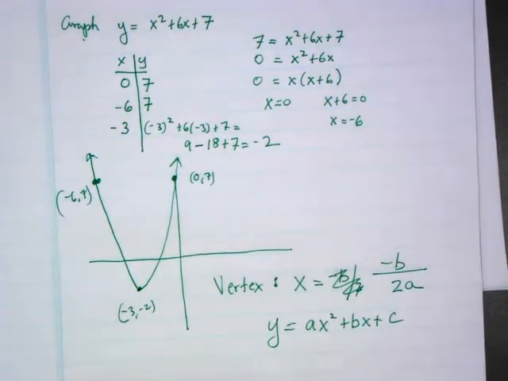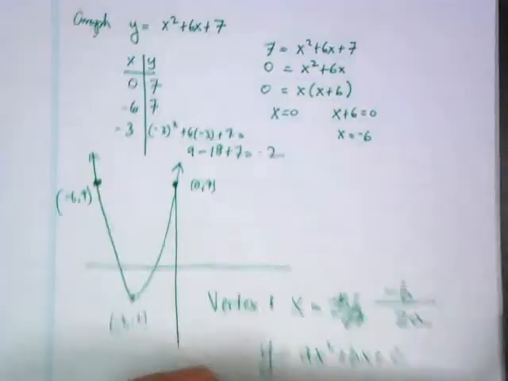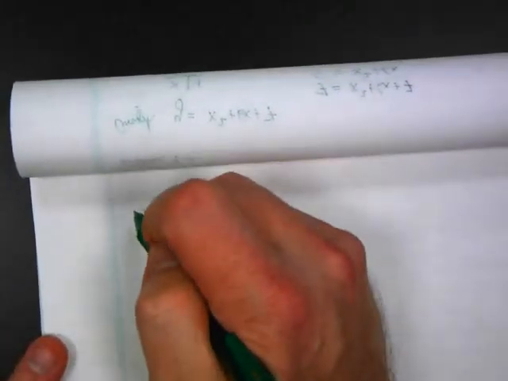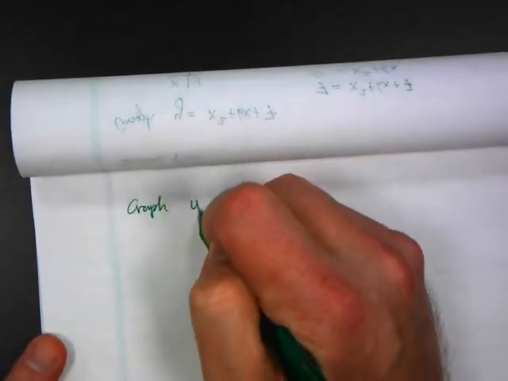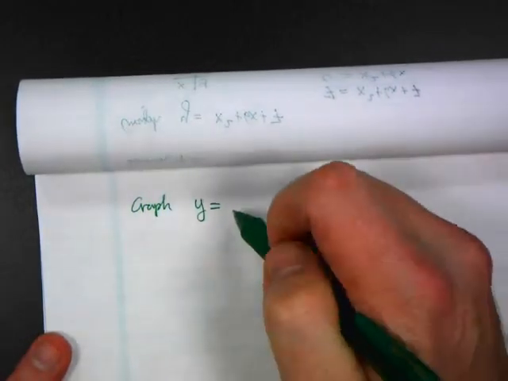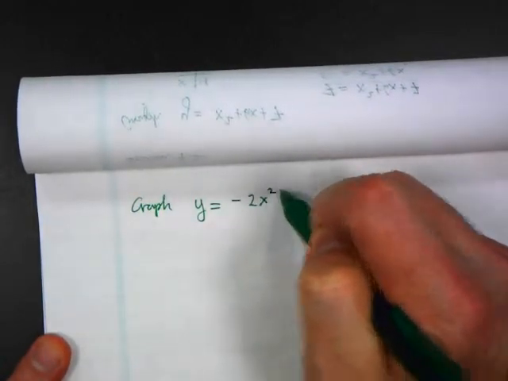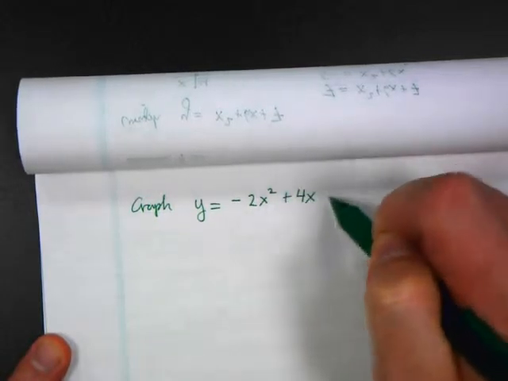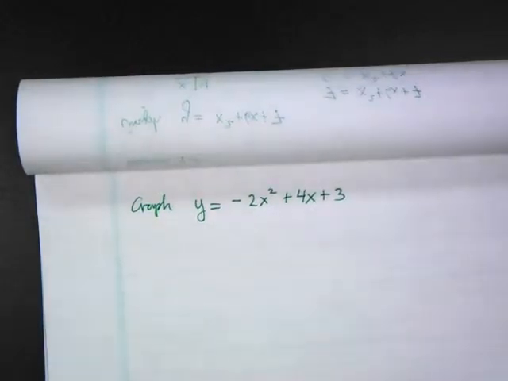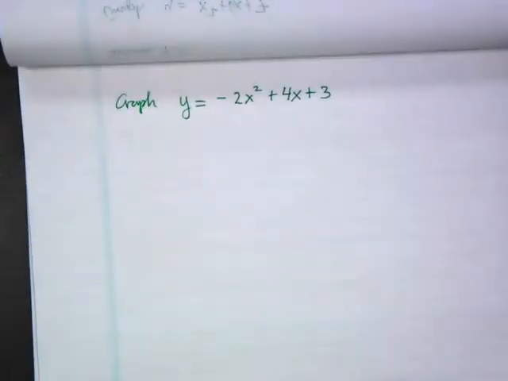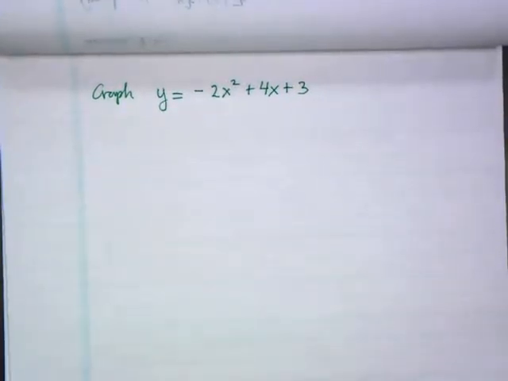Okay, so another option would be, I might say, graph y equals, how about negative 2x squared plus 4x plus 3. And if I ask you to graph this, the minimal thing I would expect to see is the vertex, because that's always the most important point. And then I would expect you would give me at least 1 point on each side of the vertex. You can give me more if you want, of course.